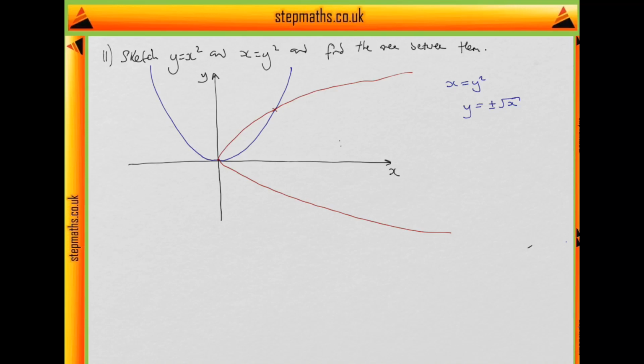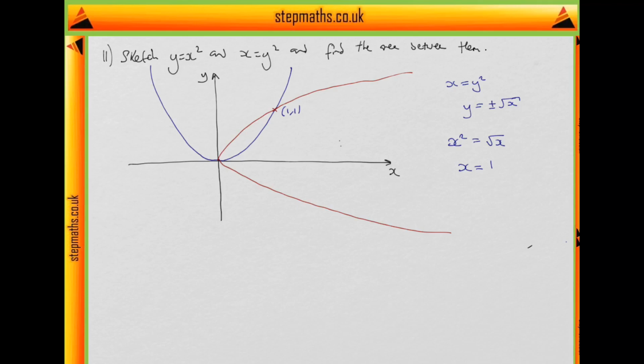Okay, so what's the intersection point here? Well, for them to intersect, we must have that x squared is equal to, well, clearly it's not going to be equal to minus root x. So x squared is equal to root x. When is that the case? Well, clearly that is when x equals 1. And when x equals 1, y equals 1. So we get the intersection point is (1, 1).